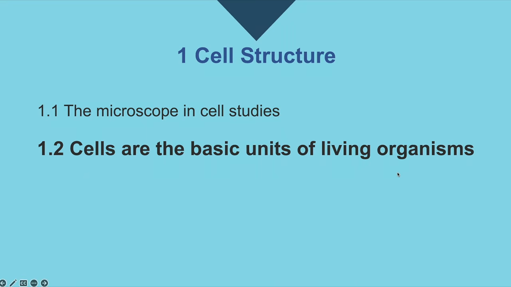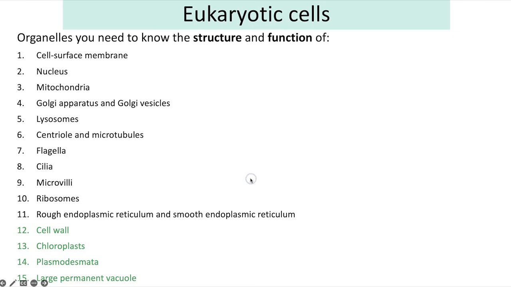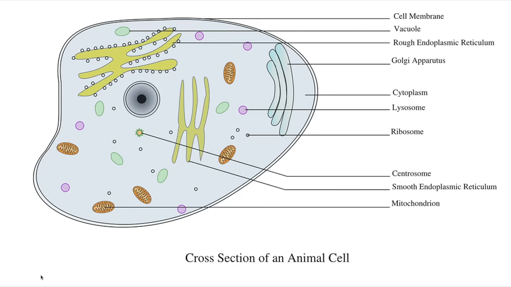The next part of cell structure is knowing this part 1.2, cells are the basic units of living organisms. So here is an extensive list of all of the organelles you need to know about in eukaryotic cells. And you need to know the structure and the function of these. And I've split it: the top part is what you'll find in animals and plants. The bottom ones that are highlighted in green, you would only find in plant cells. So let's go through the structure and function of each of these.